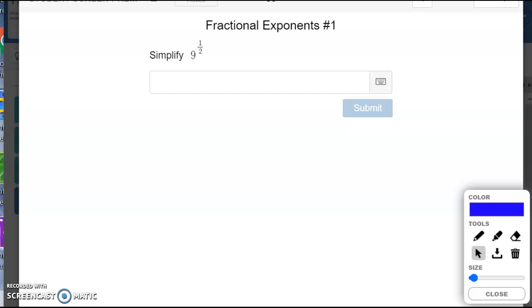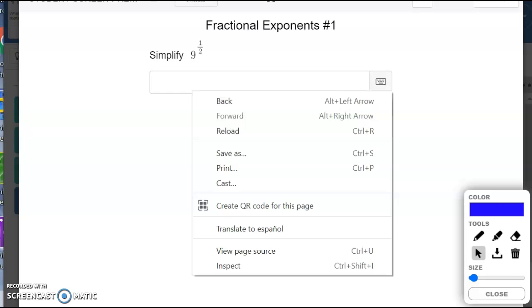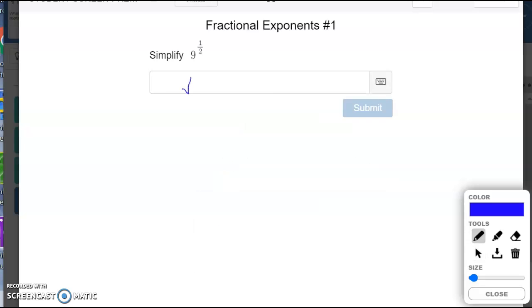Okay, so what is 9 to the power of half? This is the same as 9 to the power of 1 and taking a square root of 9, isn't it? So 9 to the power of half is the same as the square root of 9, and whenever you can simplify it, you simplify it. So the square root of 9 is just 3.